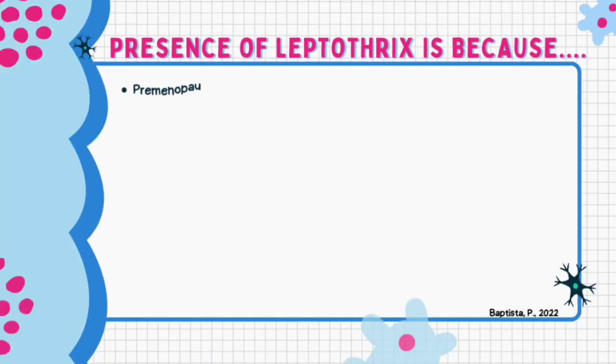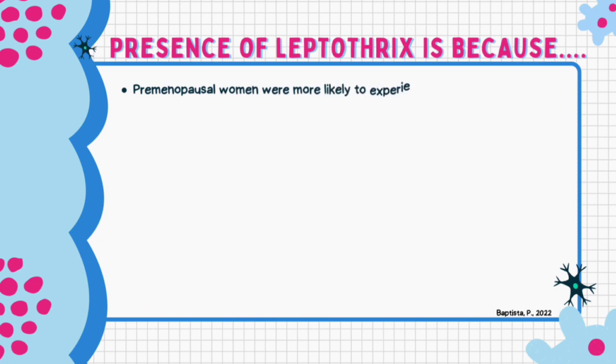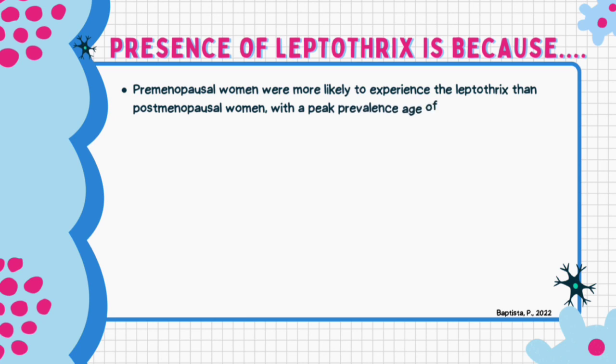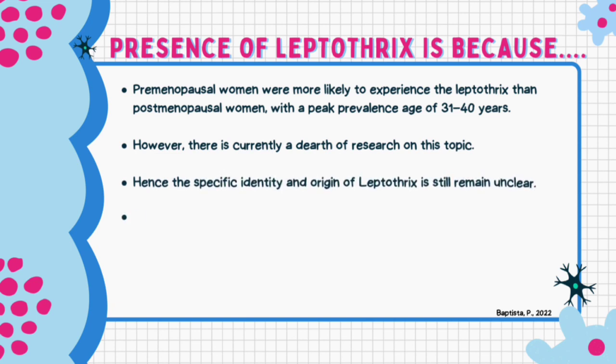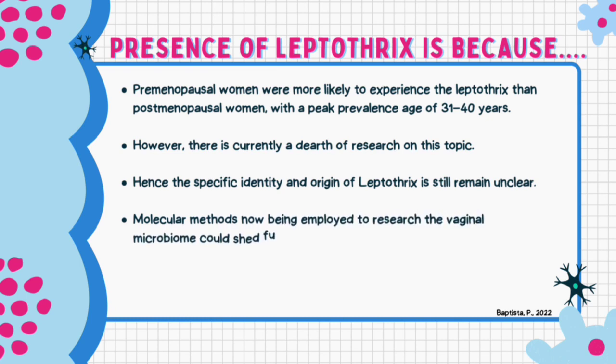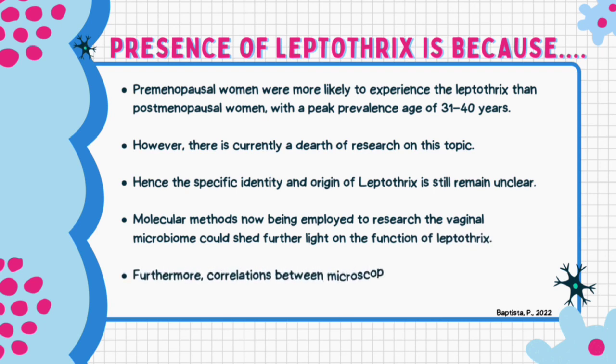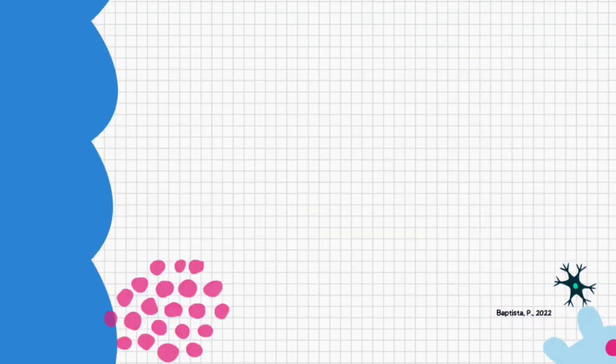We move on to the presence of Leptothrix, because premenopausal women were more likely to experience Leptothrix than postmenopausal women. However, there is currently a dearth of research on this topic. Hence, the specific identity and origin of Leptothrix still remain unclear. Molecular methods now being employed to research the vaginal microbiome could shed further light on the function of Leptothrix. Furthermore, correlation between microscopic result, symptoms, and molecular diagnosis is required.